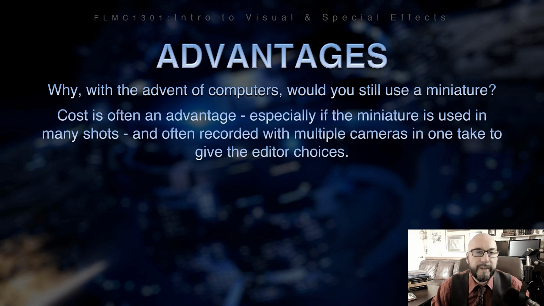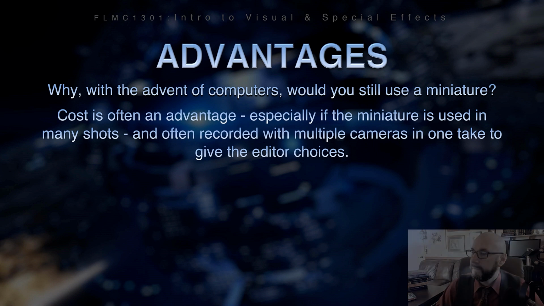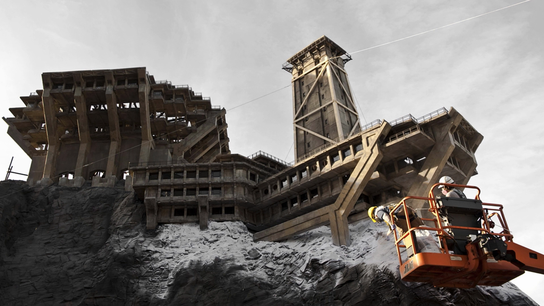And another advantage is that cost is often a huge advantage, especially if the miniature is used in many shots and often recorded with multiple cameras in one take to give the editor lots of choices. So, for example, the tower that they built here ended up being about 40 feet in the air and required 2,200 pounds of table salt to mimic the snow. They shot with 4 cameras looking down and 1 looking up that would serve as a helicopter shot that was actually on a crane 70 feet in the air.